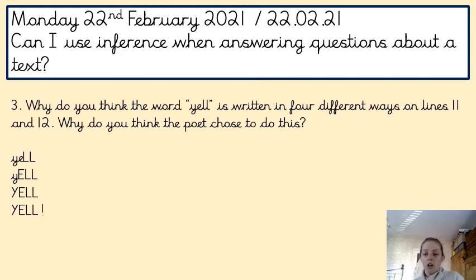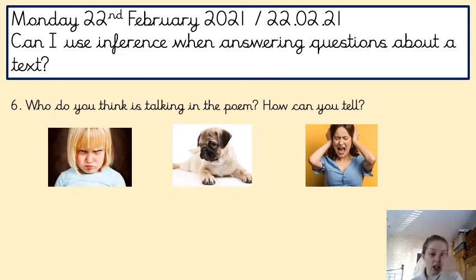So question number 6 is asking you, who do you think is talking in the poem? How can you tell? Now, Miss Prince was very cheeky and she actually mentioned who the narrator was at the start. So the narrator is the person that will be reading the poem aloud. That'll be the person who's talking as if it's their poem. So imagine that it's not Francesca, it's someone else reading the poem. Miss Prince did give the game away at the start of the lesson, so have a think, who do you think it could be?